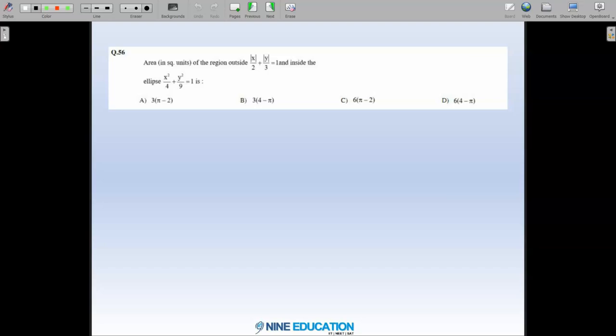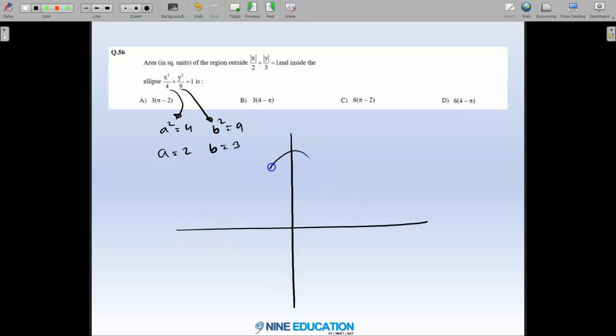Question number 56 is area in square units of the region outside mod of x by 2 plus mod of y by 3 equal to 1 and inside the ellipse x square by 4 plus y square by 9 equal to 1. So if you observe, this is a square value which is 4 and this is b square value which is 9, which means a is 2 and b is, let's suppose, 3. Then we can draw the diagram for the ellipse and that will be something like this.